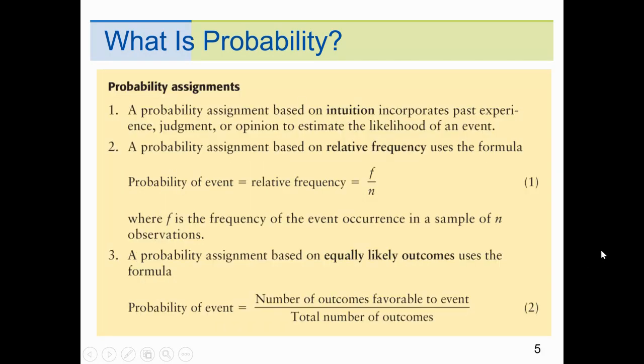3 ways of calculating probabilities. The first one I can't very well test you on. It's probability assigned based upon intuition. We often hear about women's intuition. Intuition incorporates past experience, judgments, or an opinion to estimate the likelihood of an event. What's the probability that Major League Baseball resumes and the Red Sox win the World Series? That's based upon your own judgment. So I can't very well test you on intuition because each person has their own intuition.